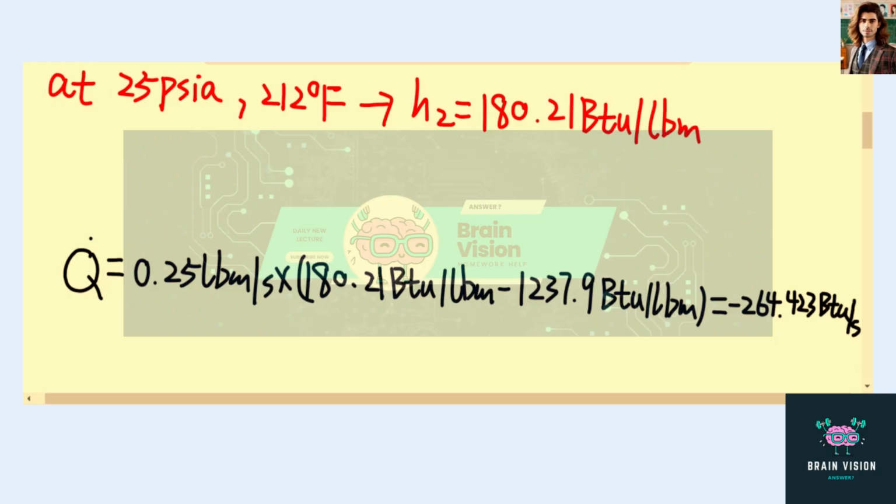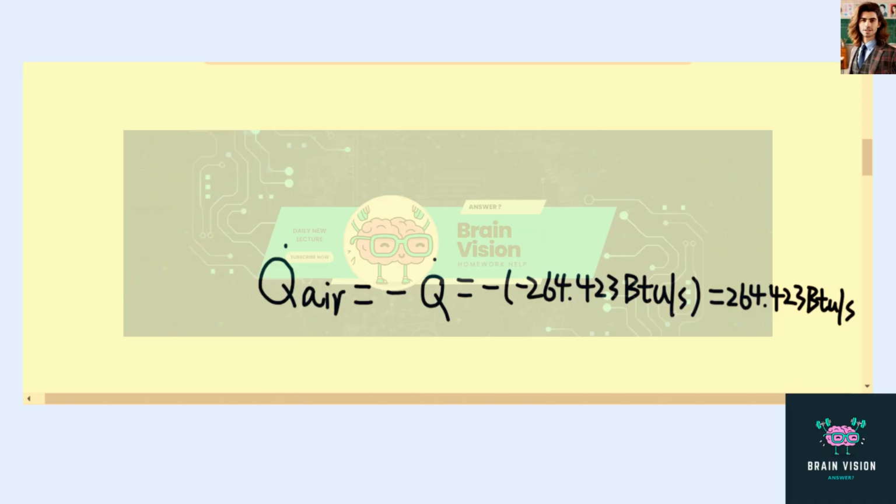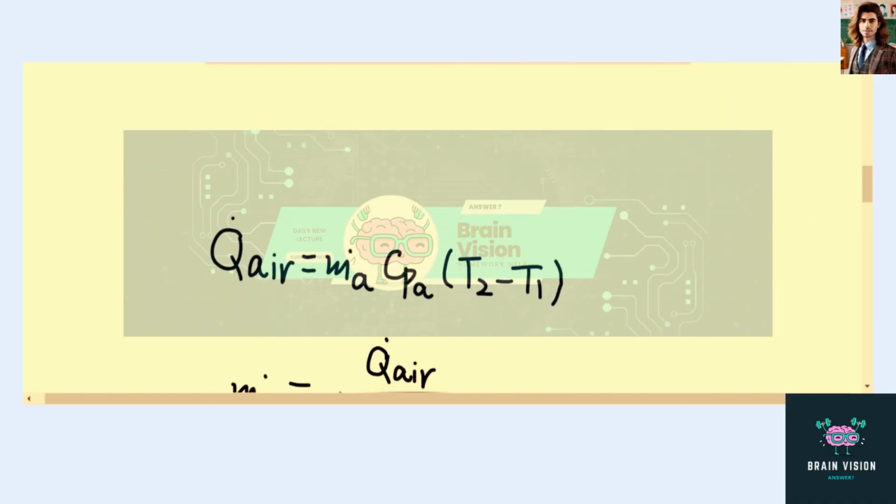264.423 British thermal units every second, which makes sense here because if you take a look at the enthalpy here, as you can tell, the final enthalpy is less than the initial enthalpy, which means that the final temperature is less than the initial temperature, okay? So if the steam is losing heat, that means the air is gaining heat, according to the energy conservation law, okay? So therefore, we have the rate of heat transfer into the air is equal to negative Q dot, which is equal to 264.423 British thermal units per second.